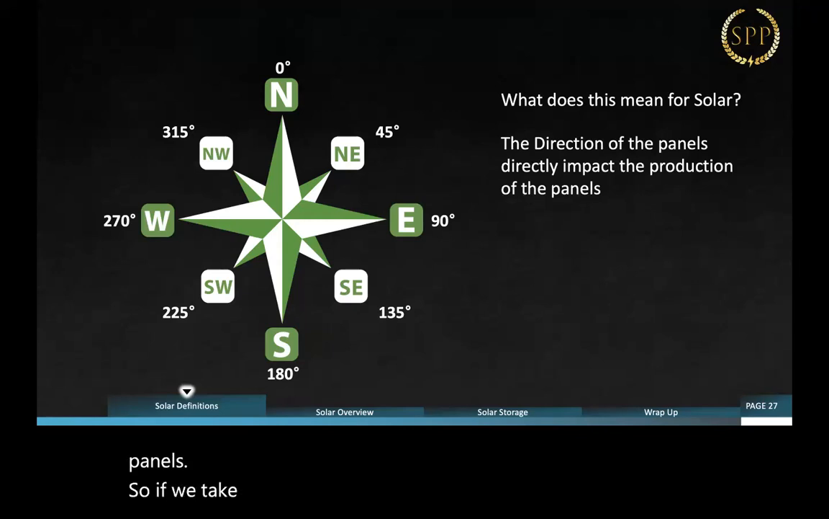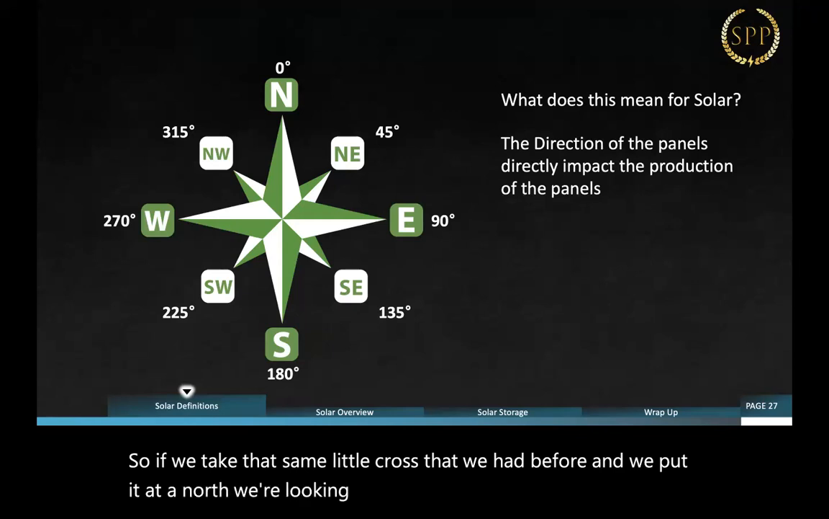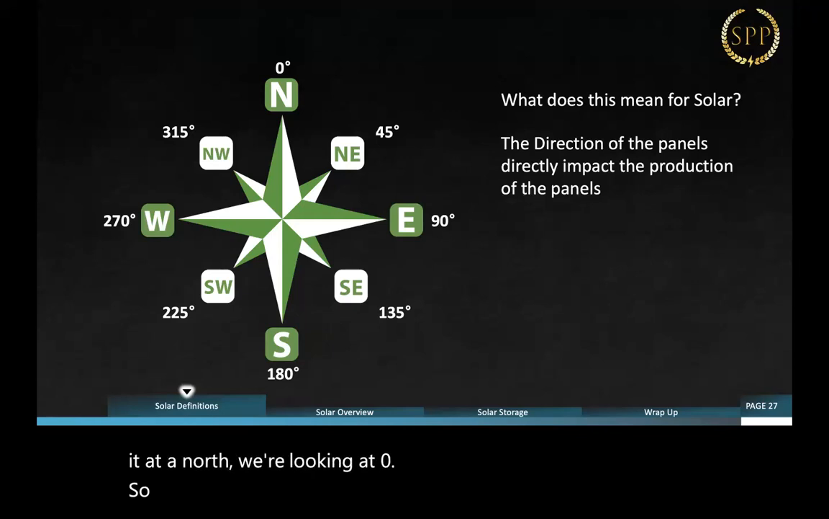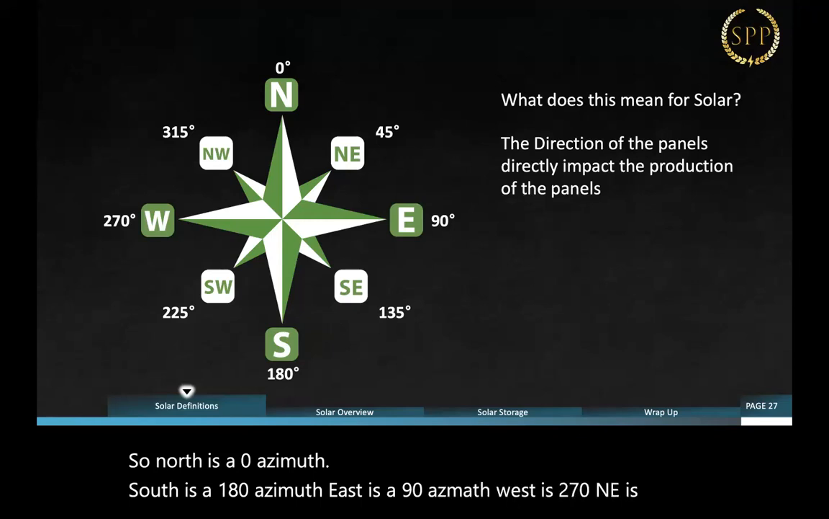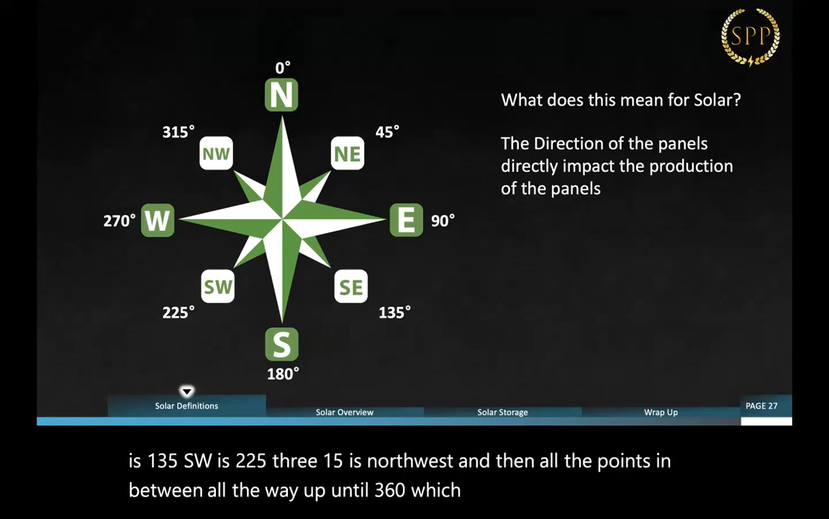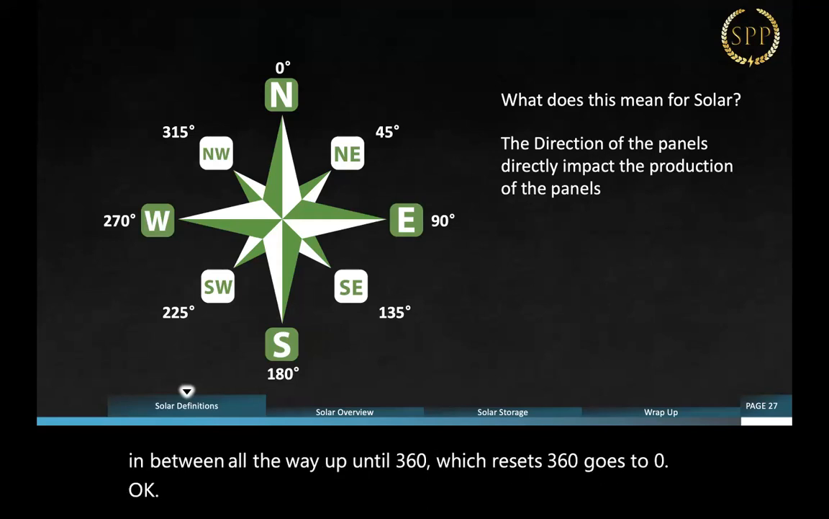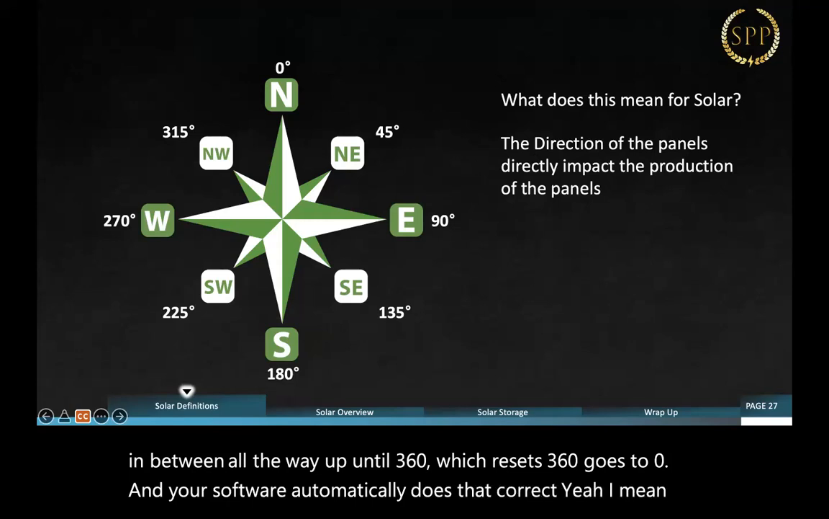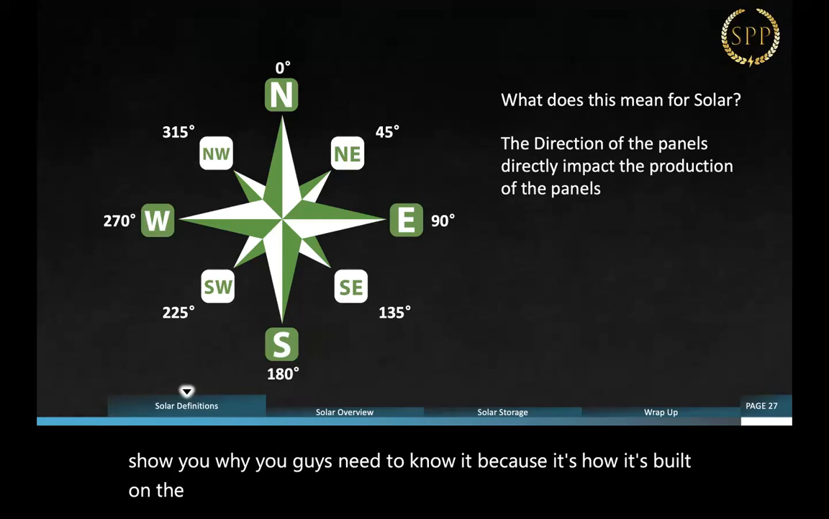So if we take that same little cross that we had before and we put it at north, we're looking at 0. So north is a 0 azimuth, south is a 180 azimuth, east is a 90 azimuth, west is 270, northeast is 45, southeast is 135, southwest is 225, 315 is northwest, and then all the points in between, all the way up until 360, which resets: 360 goes to 0. Your software automatically does that, correct? I'll show you why you need to know it, because it's how it's built on the proposal for you to know and what points come up.